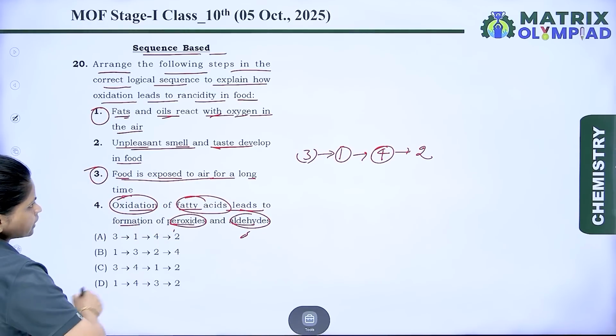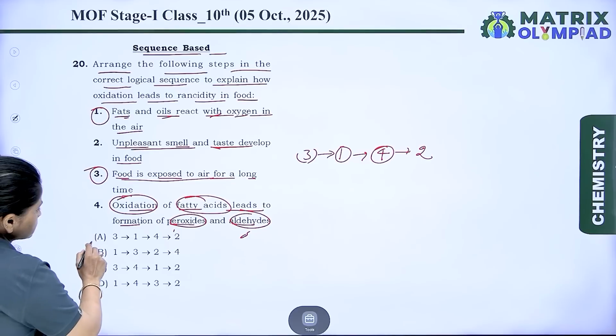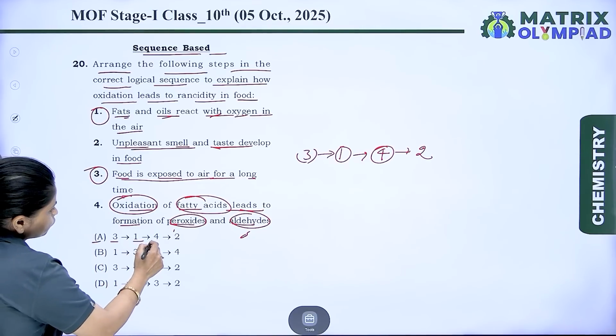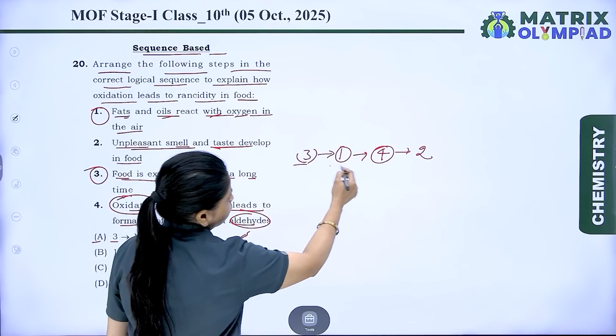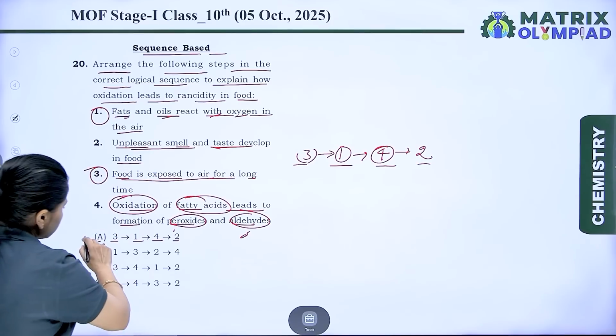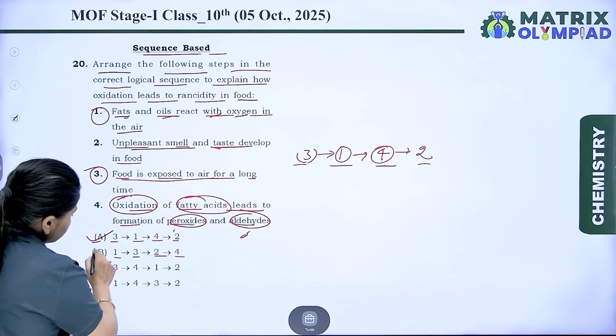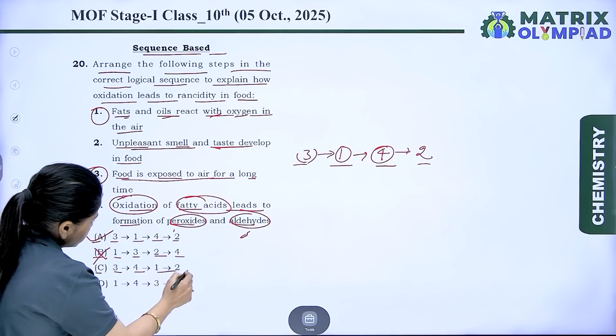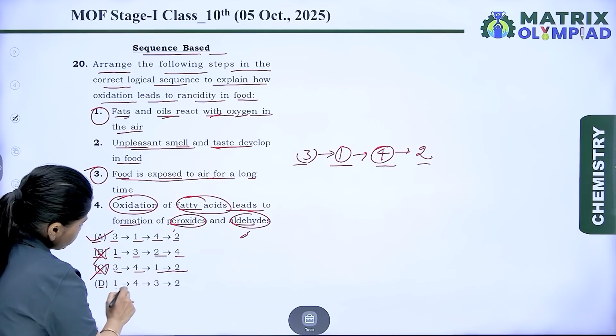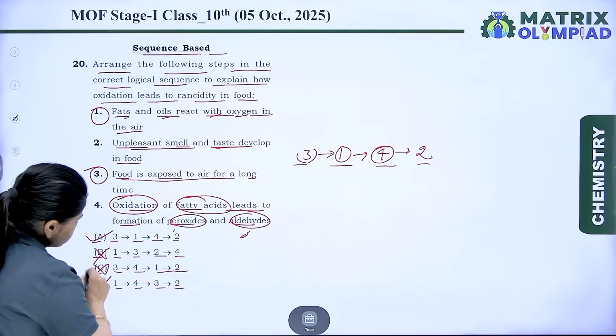Now choose the correct option from the options. A is 3, 1, 4, 2. Yes, 3, 1, 4, 2 is the correct answer. B, 1, 3, 2, 4, that is wrong. C, 3, 4, 1, 2, that is also wrong. D, 1, 4, 3, 2, that is also wrong.